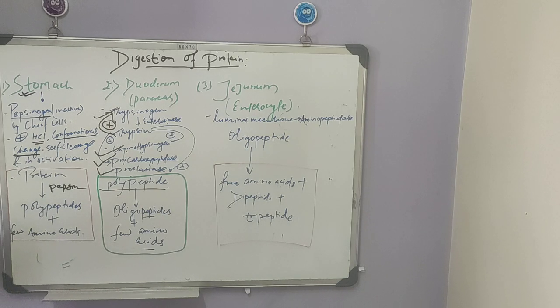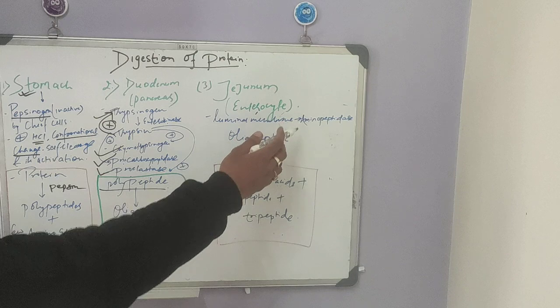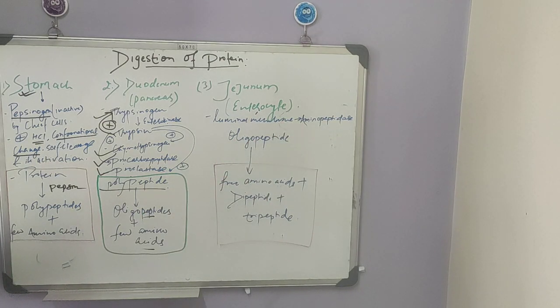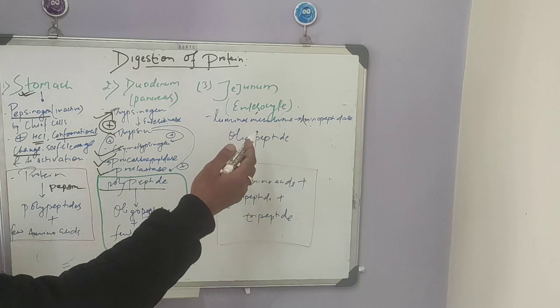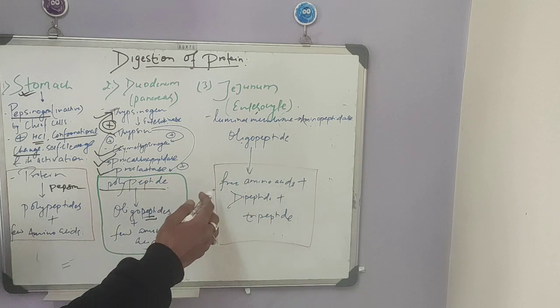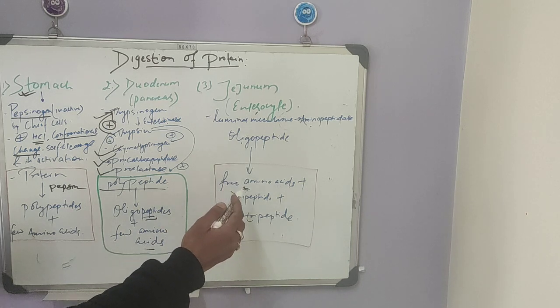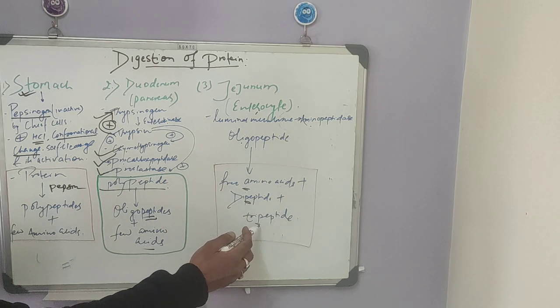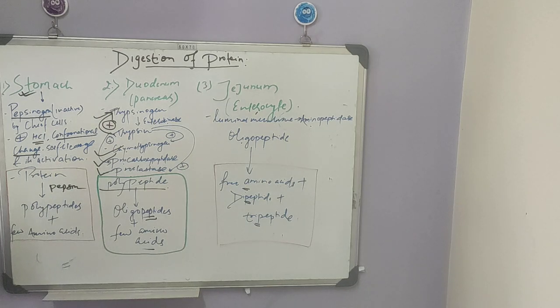The luminal membrane of the enterocyte has aminopeptidase. The aminopeptidase acts on polypeptides produced over here to form amino acids, dipeptides and tripeptides. In this way, digestion of protein occurs in humans.